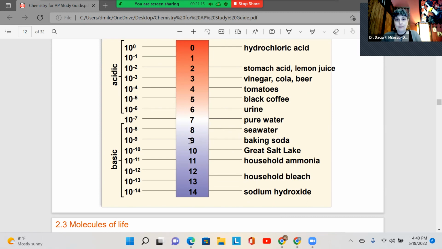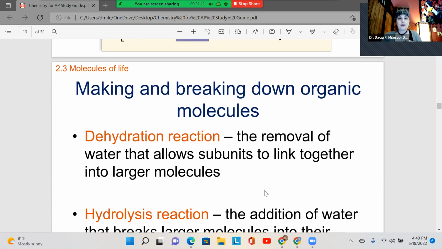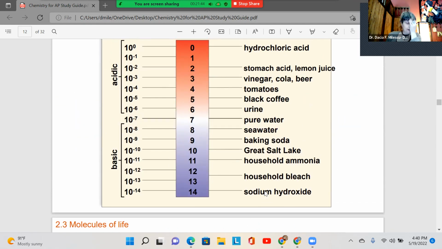8 is seawater. 9 is baking soda. The Great Salt Lake is 10. Ammonia, I know someone that actually tried to commit suicide with ammonia. It didn't work, but they pumped the stomach. But household ammonia is very dangerous. Household bleach is also very dangerous, very highly basic, with lots of hydroxyl release, okay? And then 14 is sodium hydroxide. All right, so that is my spiel on pH, very short and sweet, to the point.